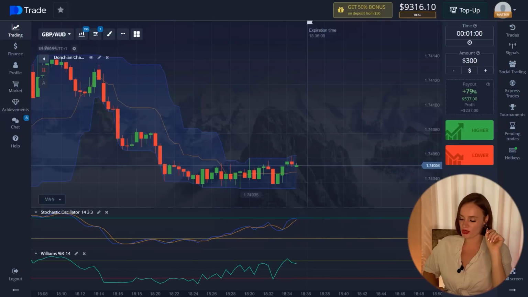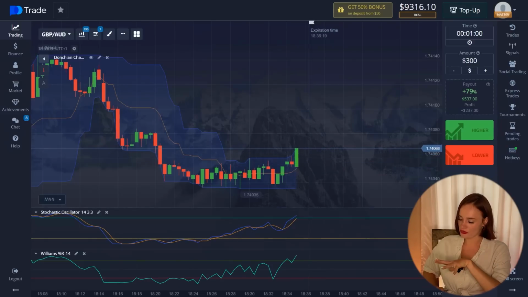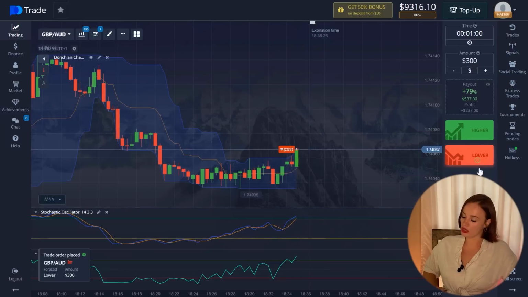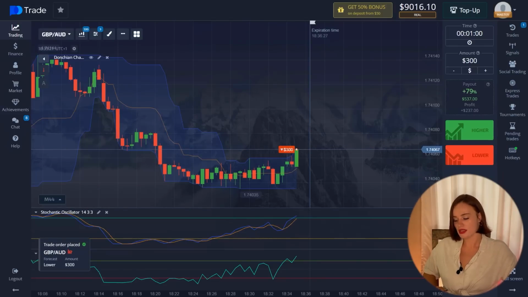So the chart shows a clear signal of the Williams indicator, but after the price went up sharply and, having broken through the upper level, it stopped. In this situation, I open a deal for a lower price movement. The bid is also $300 for 1 minute.